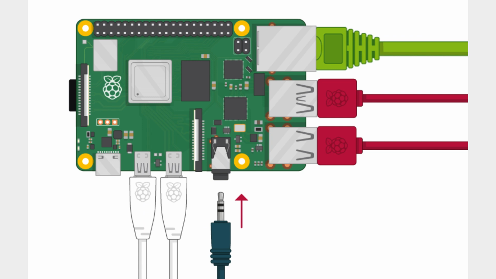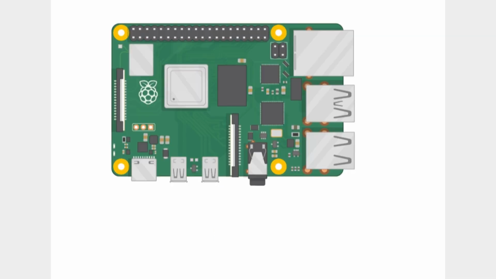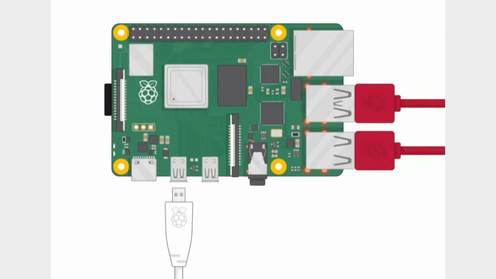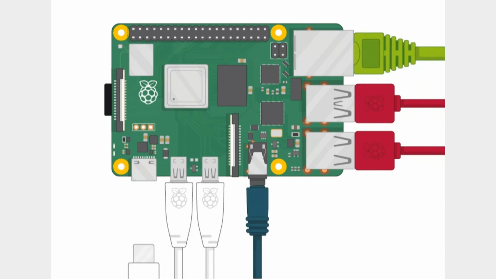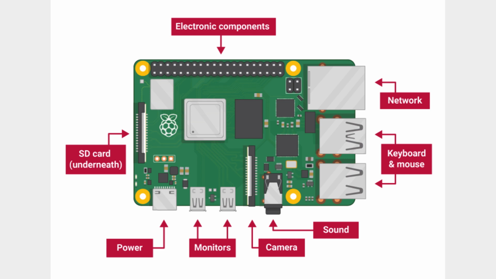If you want audio output, you can connect speakers or headphones to the 3.5mm audio jack on the Raspberry Pi 4. Once all the connections are made, power on the Raspberry Pi 4 by plugging in the power supply. The Raspberry Pi 4 should boot up and display its operating system on the connected display device.